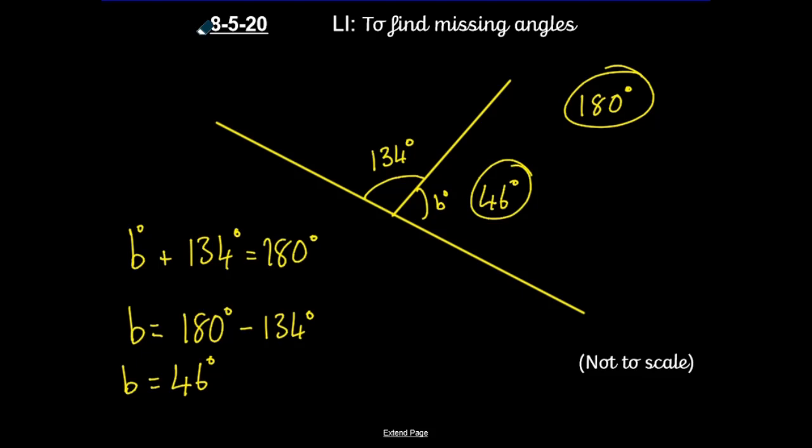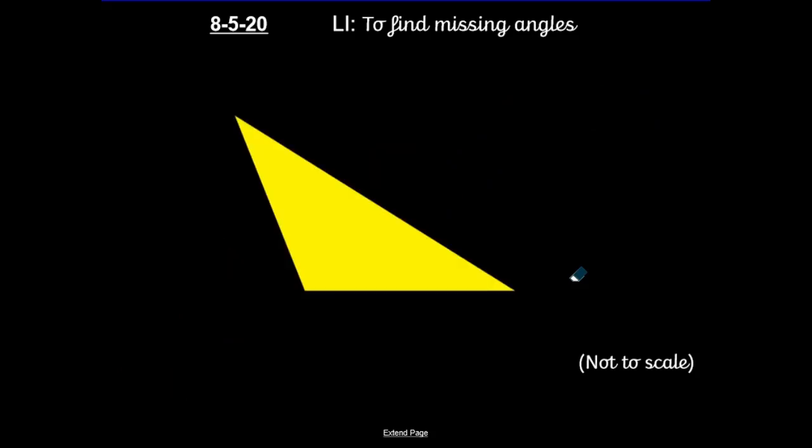Now remember, this is not drawn to scale. It's just a visual representation, so it's not going to be completely accurate. Of course, this looks bigger than 46 degrees. So don't just guess off what you think it looks like. Use the mathematics. Often you'll see these and it will say at the bottom, not to scale or not to measurement, so always be careful with that one. So straight lines always equal 180 degrees.